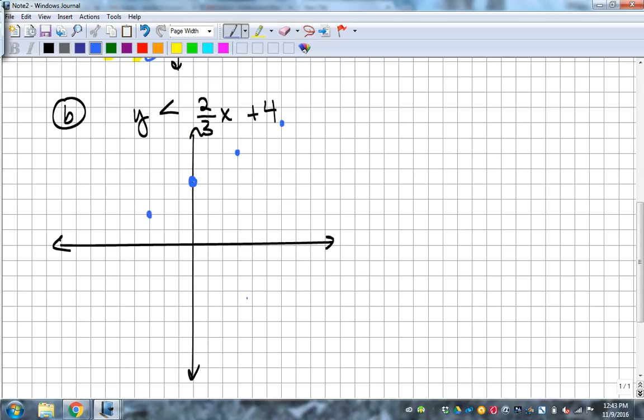Absolutely, you could go down 2 and left 3. Now, a few dots. You don't need a ton, just a few of them. And then, should this be a dotted or solid line? Dotted, because it doesn't have what? The equal to mark. So that's going to be a dotted line. So when you connect those, connect with a dotted or dashed line.